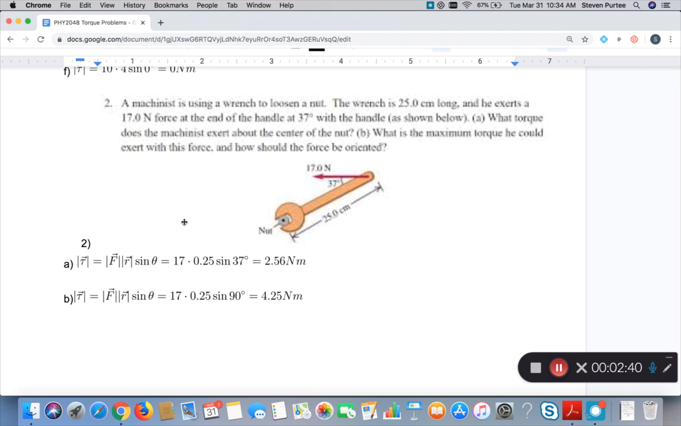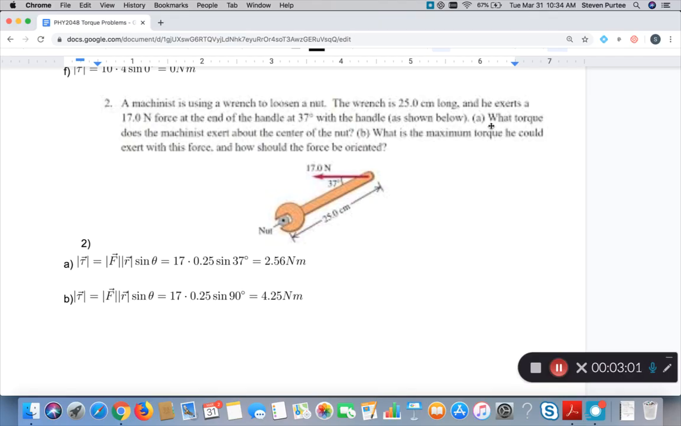Okay, hopefully you did that. In part A, we have to be careful here with that 25. Convert that to meters, 0.25. Our torque will be our force, 17, times our distance, 0.25, times the sine of 37 degrees, which is 2.56 Newton meters.